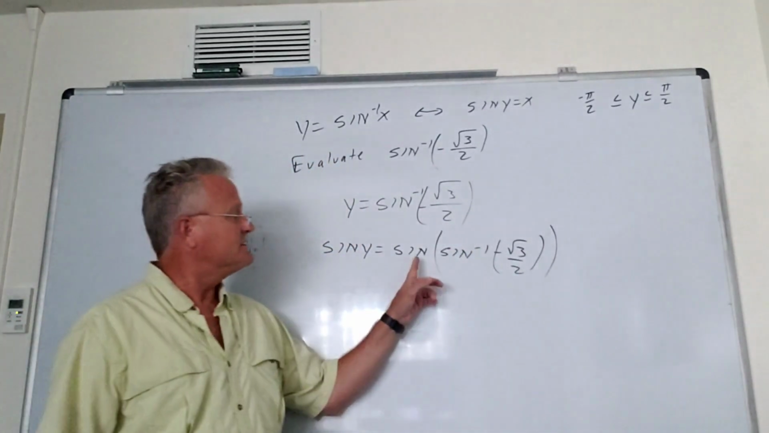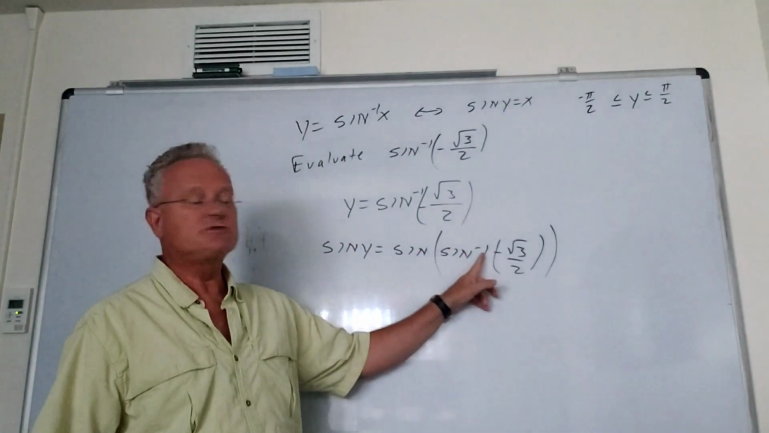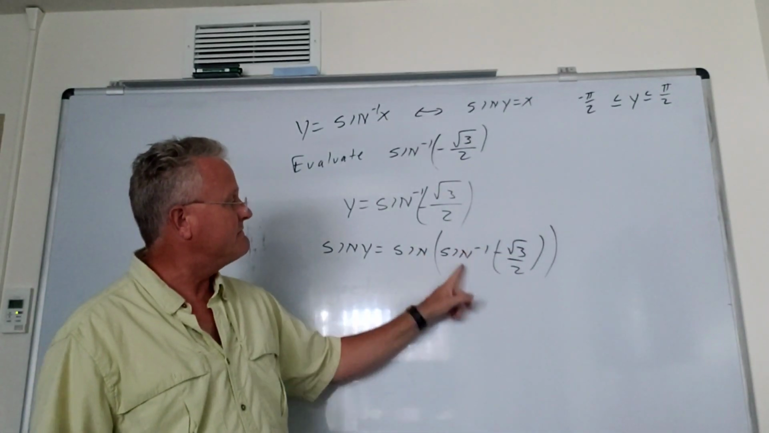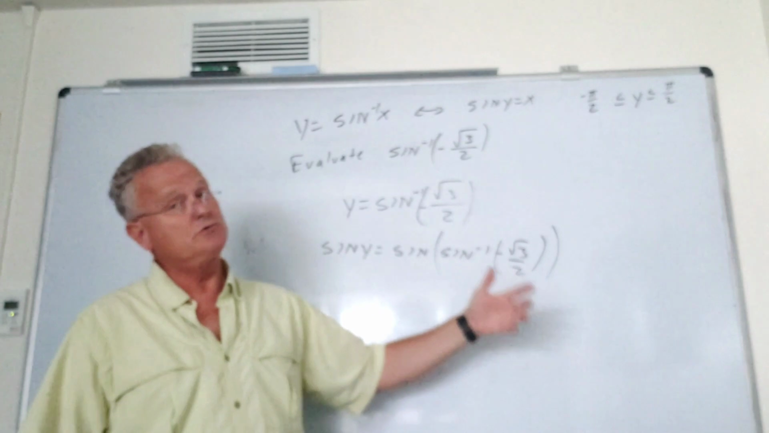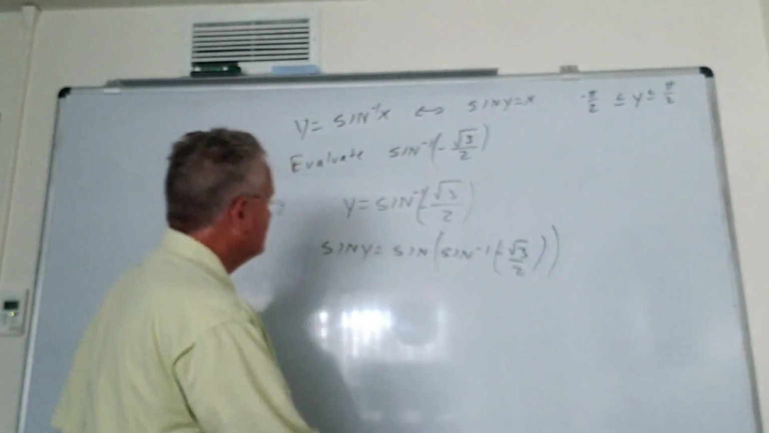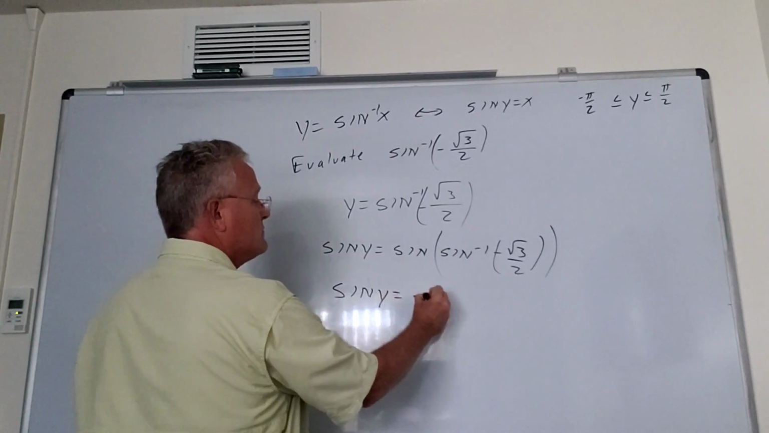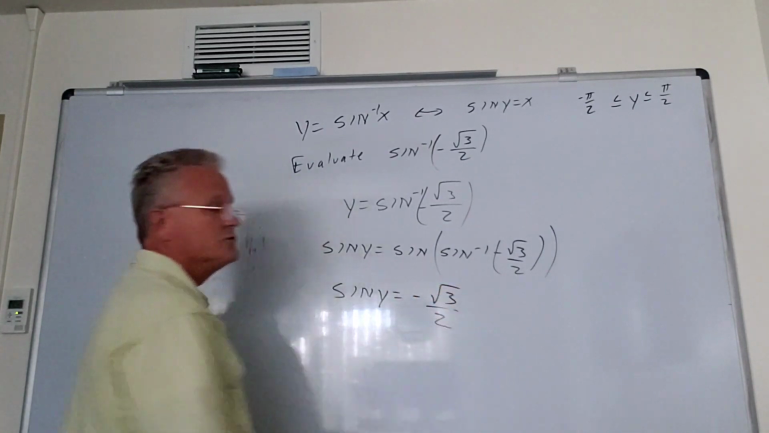But remember, like I said, f of f inverse of x is just x. Well, the sine of inverse sine minus root 3 over 2 is just minus root 3 over 2. So this simplifies to the sine of y equals minus root 3 over 2.